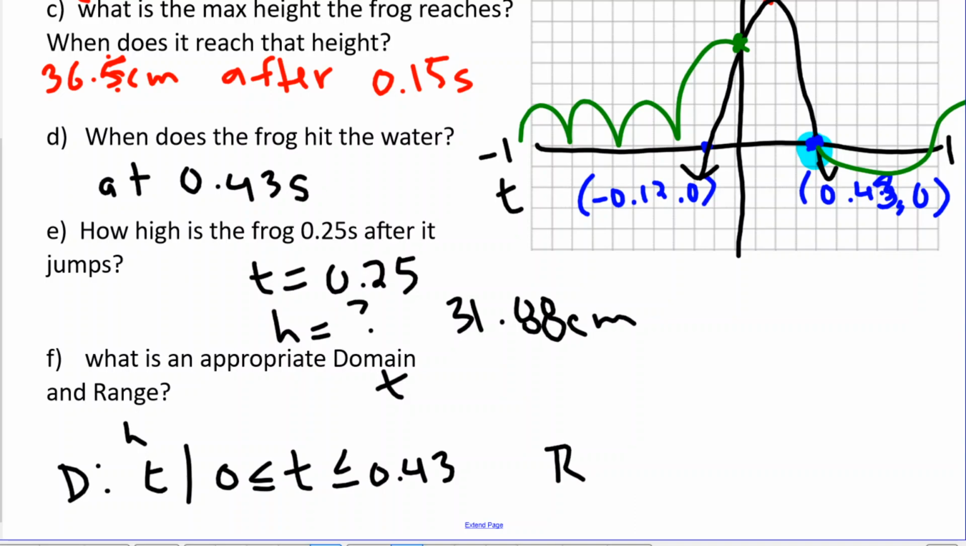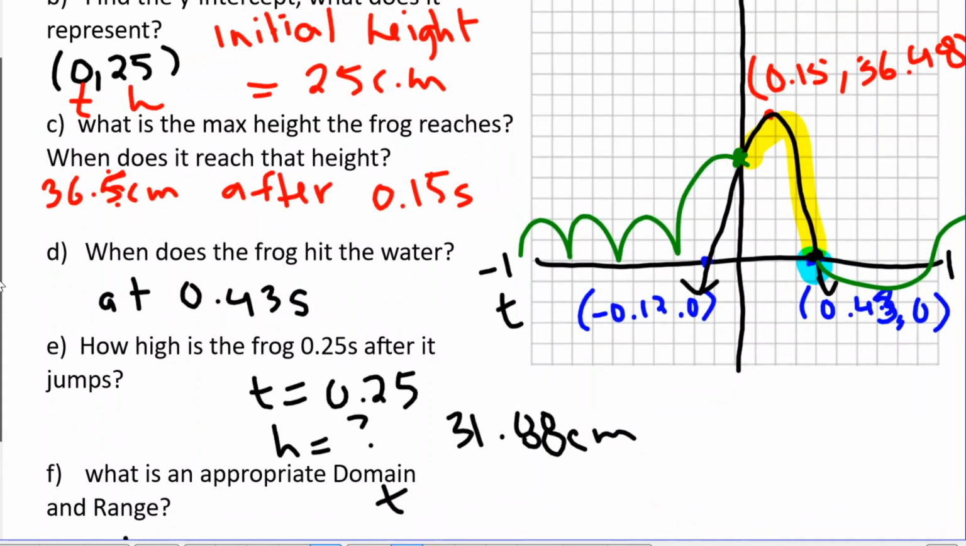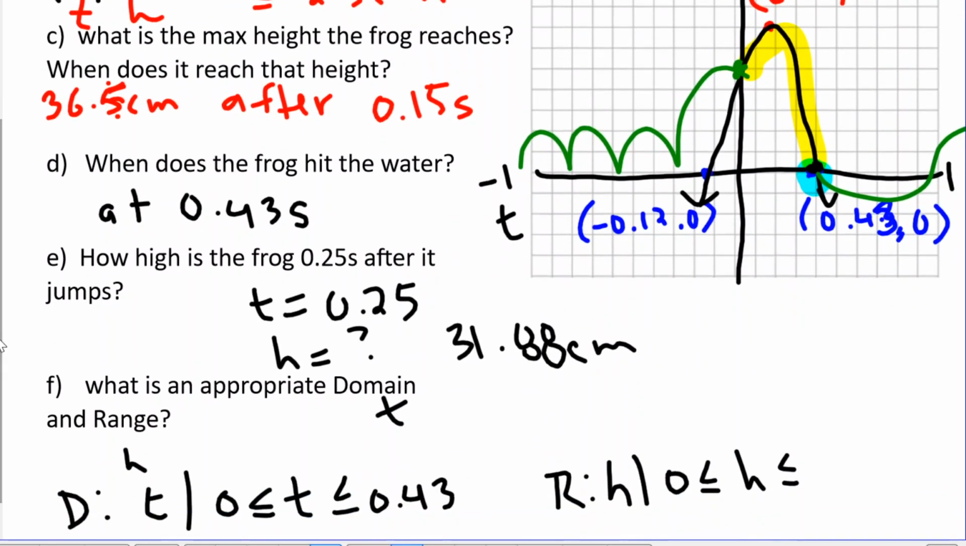And then our range, the same idea. I'm only looking at that jump portion. I'm only looking, and I'll highlight it for us, at this section here. So I only care about the range for that section as well. The lowest the frog goes there, so I say h such that, well, we only care about the height that's above the water, so greater than 0. And then we see that from there, the frog only goes up to a maximum height. When I'm looking at that, I'm looking at my vertex, 36.48, or 36.5. That's the highest my frog goes, so I don't have any values above that.